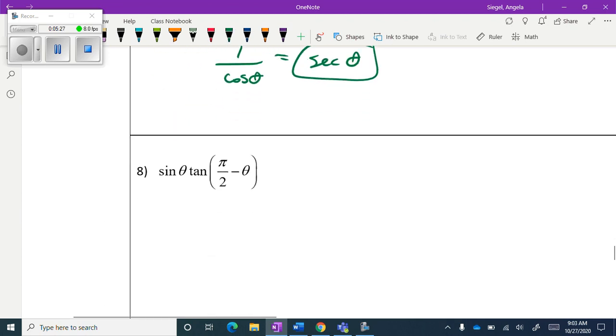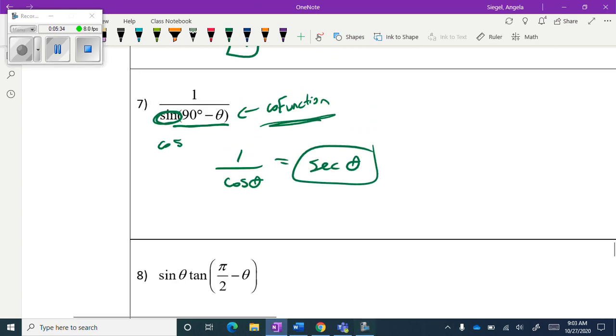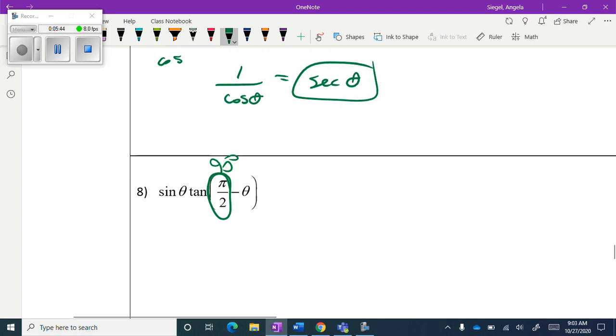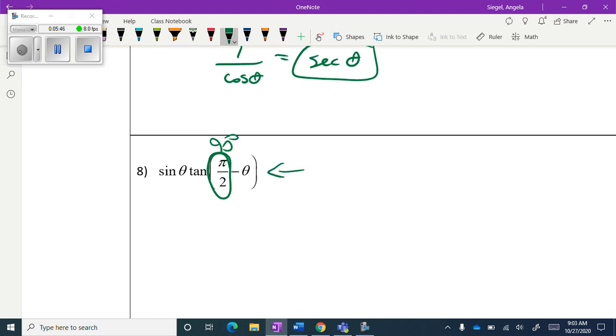Okay, so this is another way of looking at cofunction. Instead of saying 90 minus theta, this is just in radians. So this is 90 degrees, right? In radians, so pi over 2 minus theta. So I'm still looking for, this is a cofunction problem.